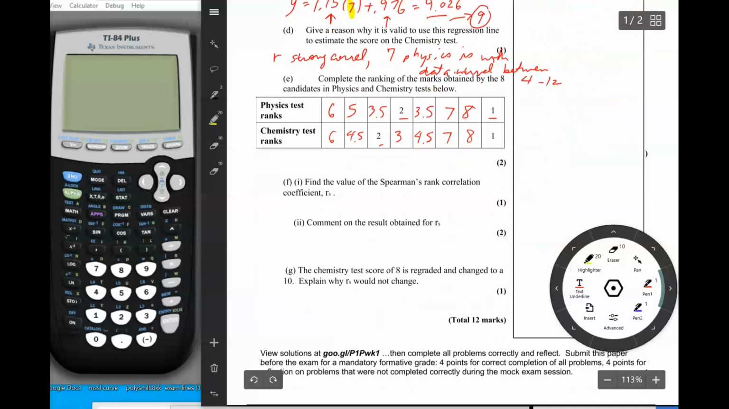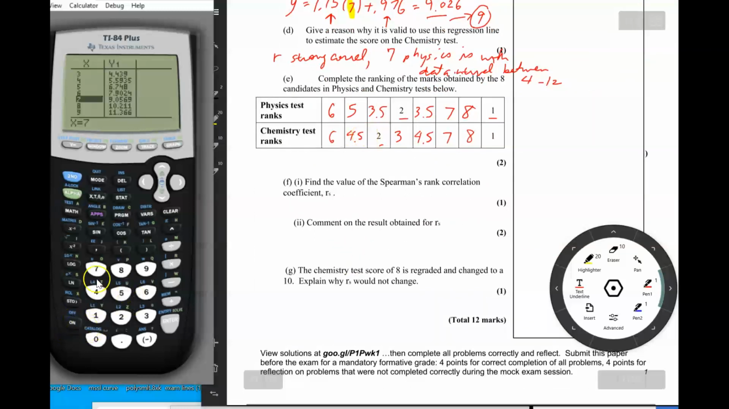Now it asks me to find the value of the Spearman's rank correlation coefficient R subscript S. And the way you do that is you put this data here into L1 and L2 and you run linreg again. This time you're not interested in the equation of the regression line. Now what you're interested in is, oh, I'm sorry, I need to go to stat edit, not into Y1. So I'm going to clear these out first. What you're interested in now is just the R value.